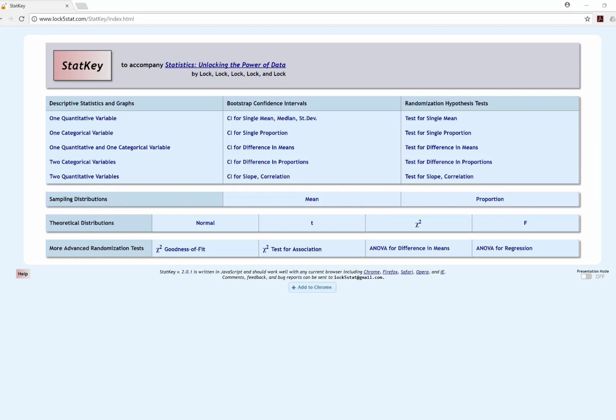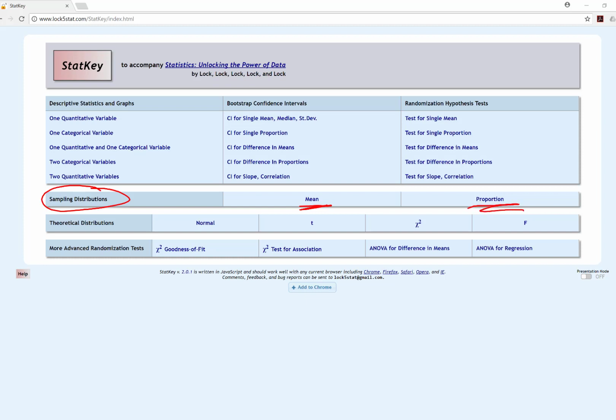I'm going to use StatKey to demonstrate how we can construct a sampling distribution when the population values are all known. StatKey is an open access application, which means that it is free and available for anyone to use. StatKey offers two sampling distribution simulations. For quantitative variables, we would construct a sampling distribution for a mean. For a categorical variable, we would construct a sampling distribution for a proportion.